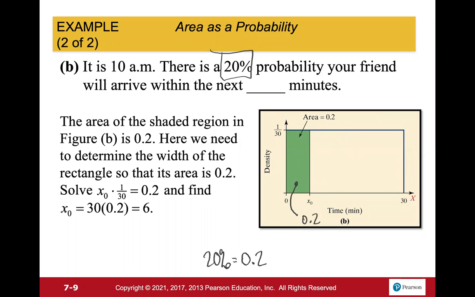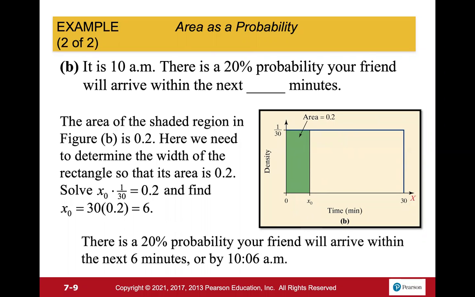So here we need to determine the width. Instead of finding that value, we have the entirety of 30, and we're just going to multiply it by the value of the percent. So 30 times 20%, or 30 times 0.2 gives us 6. So there's a 20% chance that he would be here within the next 6 minutes. And we got that from this computation right here. So again, there is a 20% probability that your friend will arrive within the next 6 minutes, or by 10:06.